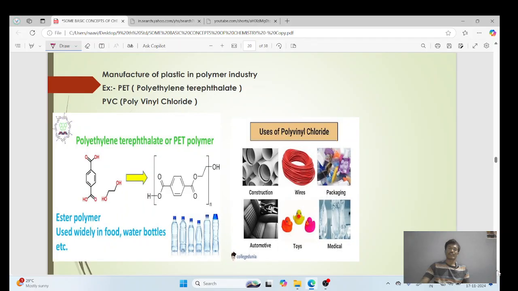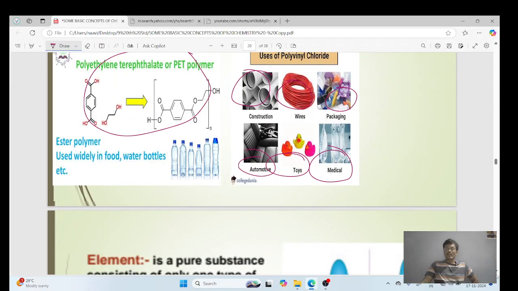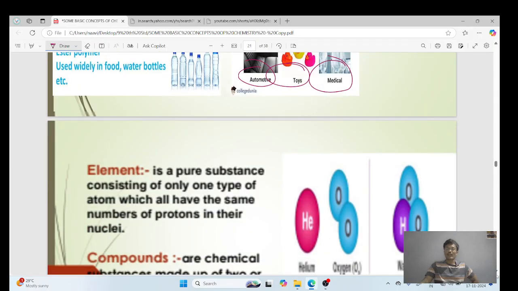Next, manufacturing of plastics in the polymer industry, that is PET, polyethylene terephthalate. PVC, you might have heard several times, PVC pipe, polyvinyl chloride. Polyvinyl chloride is the chemical which we can use in the production of pipes, wire, packaging, automotive material, toys, medical purposes. These are the uses of polyvinyl chloride. Okay, thank you.